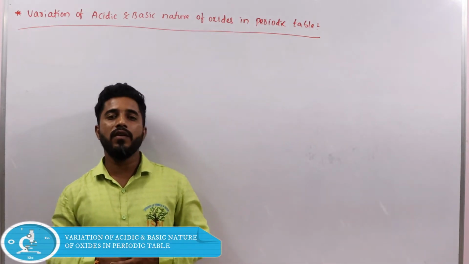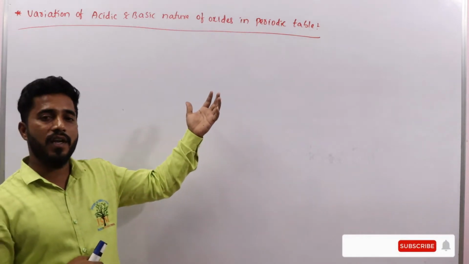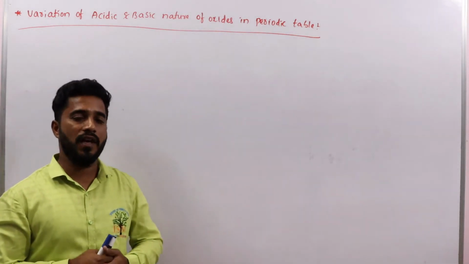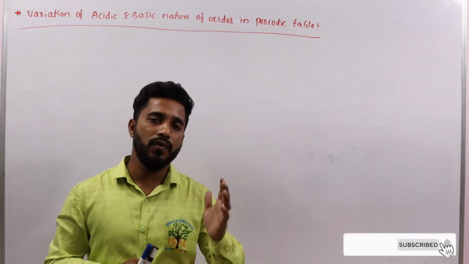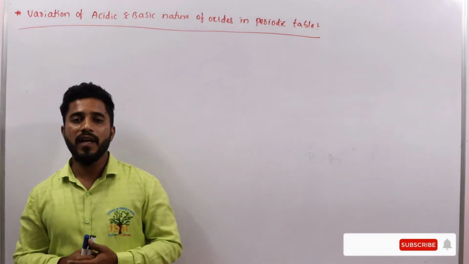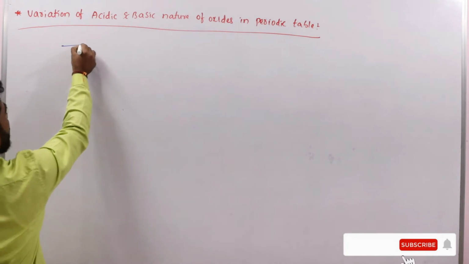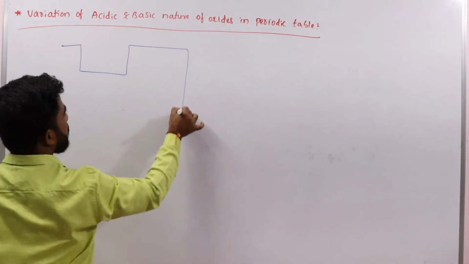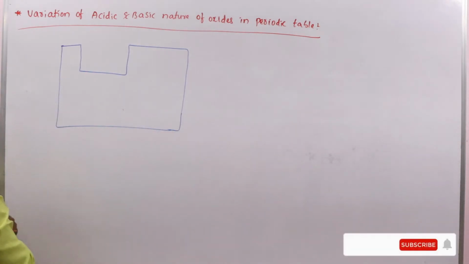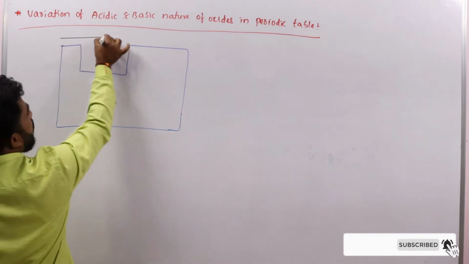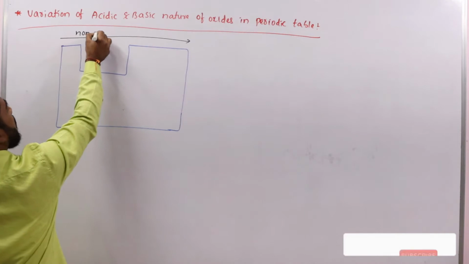In this video, I am going to discuss the variation of acidic and basic nature of oxides in the periodic table. What will happen in the periodic table when we go from left to right or top to bottom? Here, for example, I am taking a periodic table like this. When you go from left to right, non-metallic nature increases.